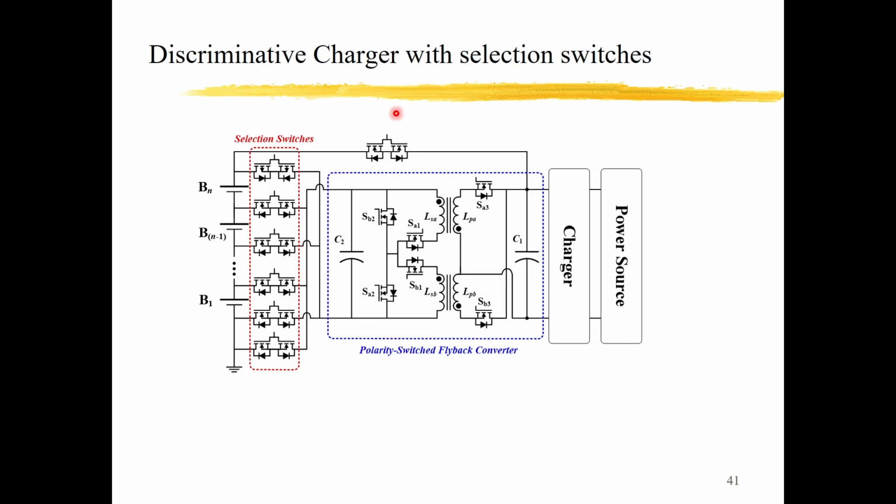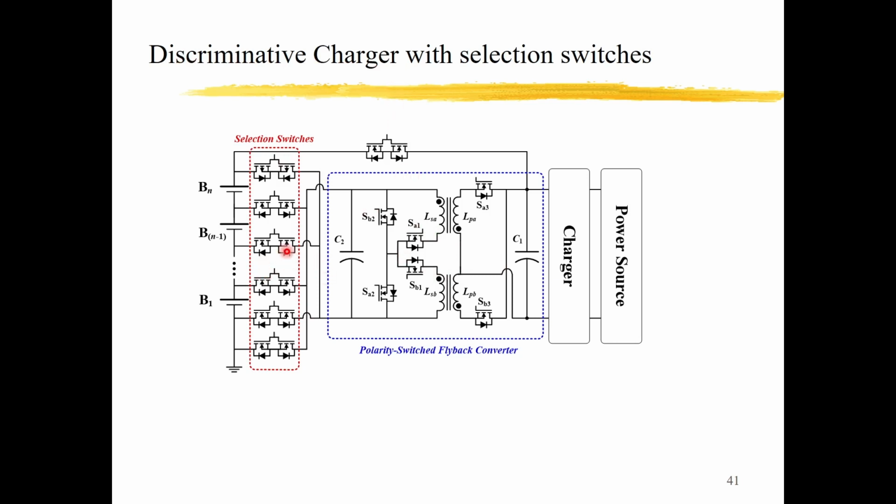and this is a hybrid method. That is, actually we have a charger here, and the charger will charge the whole battery pack. Okay, but there is one additional charger here. That is a converter, and this is called a priority switch, the flyback converter. And anyway, by this flyback converter, we can achieve the discriminative charging.